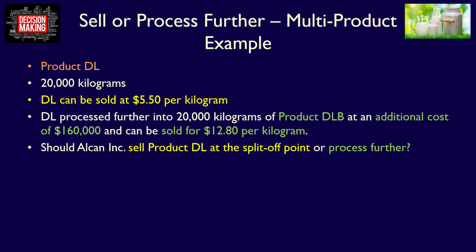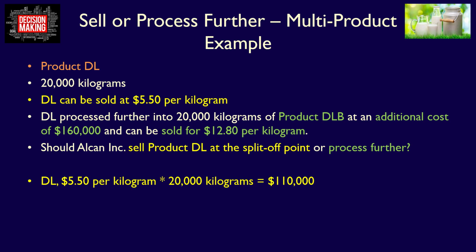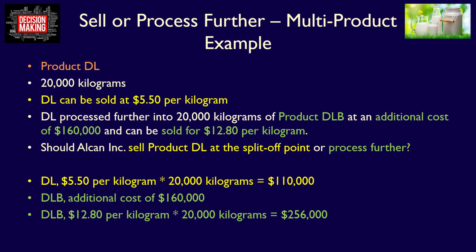Note that this analysis can also be done on a total revenue and total cost basis. We just have to calculate some numbers. For DL, $5.50 per kilogram multiplied by 20,000 kilograms is equal to revenue of $110,000. For product DLB, additional processing costs in total are $160,000. And for DLB, $12.80 per kilogram multiplied by 20,000 kilograms is equal to $256,000 of revenue.